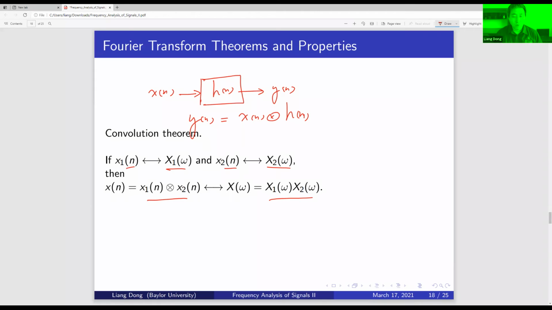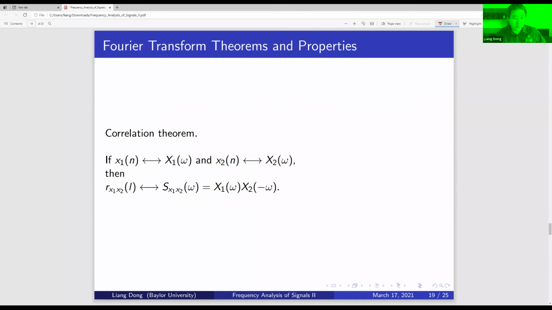Therefore, here what we will have is we just replace the input signal with x1, this impulse response with x2. Therefore, Y(omega) equals X(omega) times H(omega). Okay, very similar with what we have before. We had before Y(z) in the z domain equals X(z) times H(z), right? So here again, that's a product in the other domain, in the frequency domain.